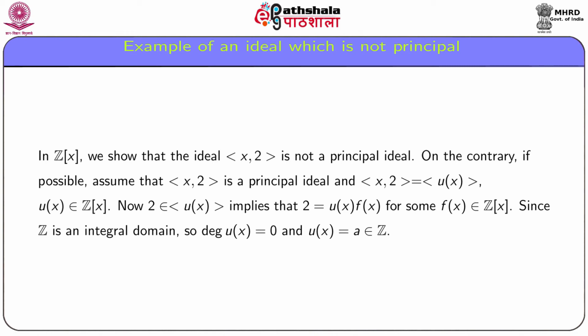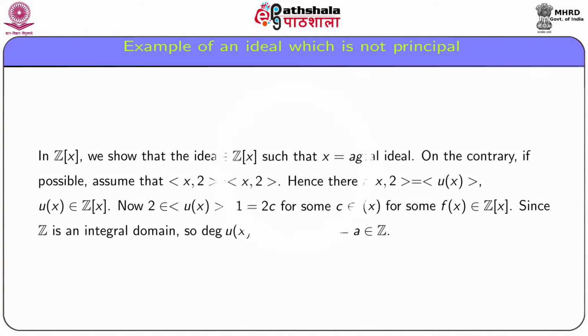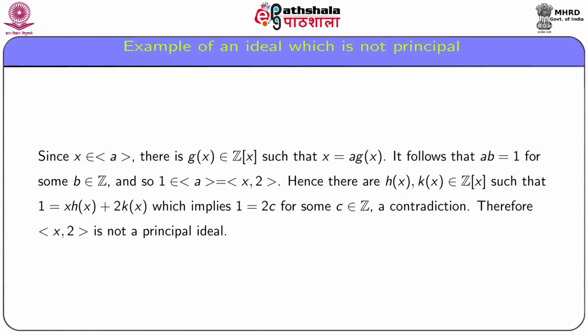If you consider the ideal generated by 2 and the indeterminate x, then similar to the proof in the previous theorem, you will get some c such that 1 is equal to 2c, where c is in Z, but it is not possible. Hence, the ideal generated by 2 and x can never be a principal ideal.